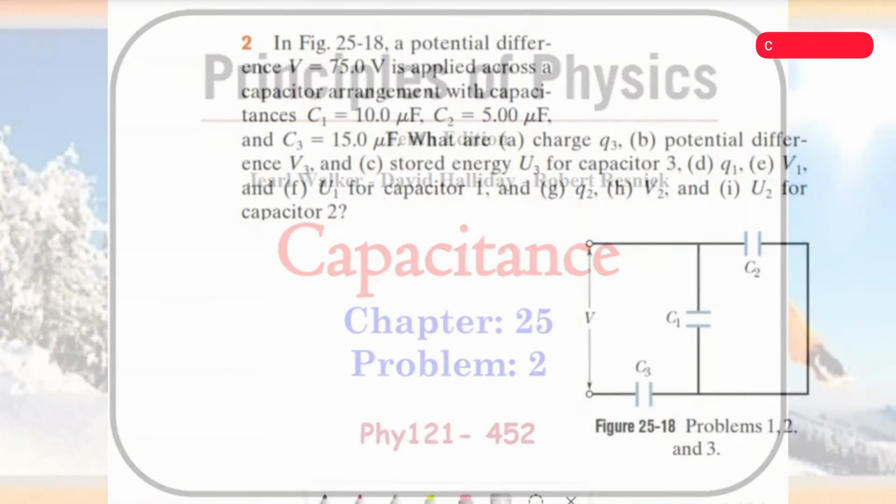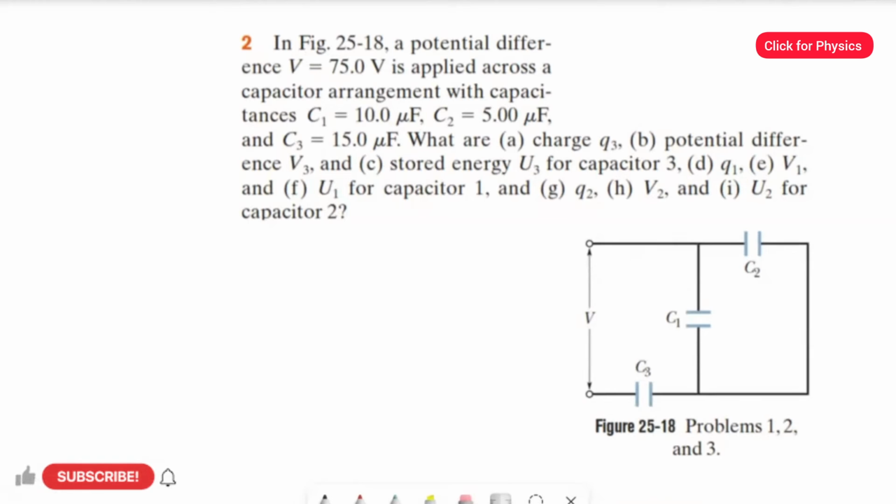Problem 2. In the figure, a potential difference V equal to 75 volts is applied across the capacitor arrangement with capacitances C1 equal to 10 microfarads, C2 equal to 5 microfarads, and C3 equal to 15 microfarads. Now we have to answer 9 questions here.